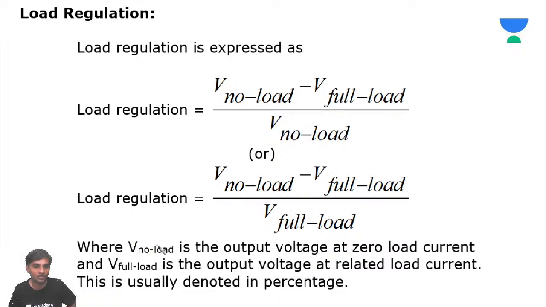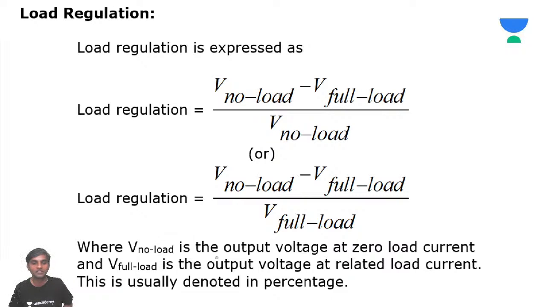So what is V no load? Understand here what does it mean? V no load is the output voltage at zero load current. What do you mean by zero load current? IL is equal to 0 means what? The load is infinite. RL value should be infinite.